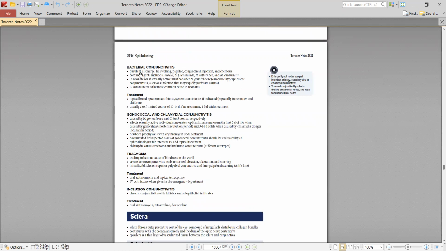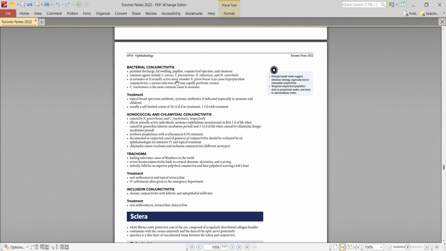Bacterial conjunctivitis: it is purulent discharge, lid swelling is there, papillary conjunctival injection, chemosis is there. So purulent discharge is the infected pus discharge from the eye, and the lid is swollen, papillae are there. The conjunctival injection, the red conjunctiva is actually very red here.